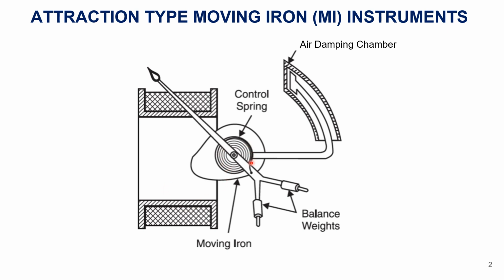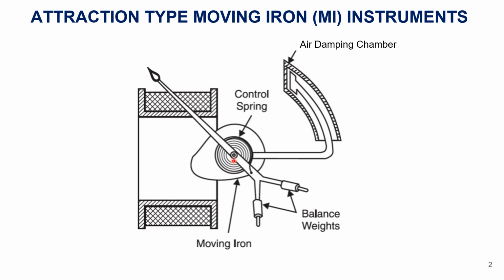Here the oval shaped disc, which is made up of soft iron, is pivoted on the spindle near the coil. These are the coils here. Whatever current we are going to measure is passed through the coil, then the coil produces a magnetic field which attracts the oval shaped disc. So the disc will be oscillating, that is, it is rotating, swinging into the coil.